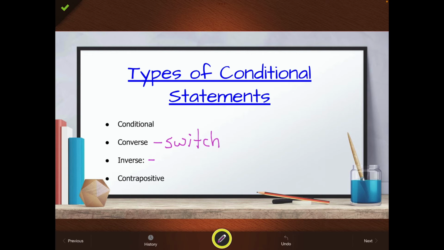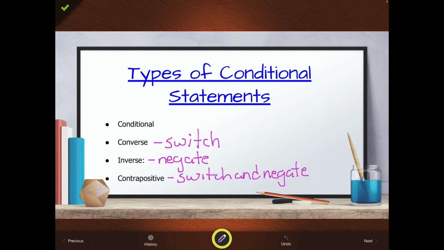Inverse, what's my keyword for inverse? Negate, good. A lot of times that means adding what word? Yes, good, not. But again, really it's making that part of the sentence mean the opposite. So sometimes you won't have not in there. And contrapositive, longest word. Good, we have to switch and negate.